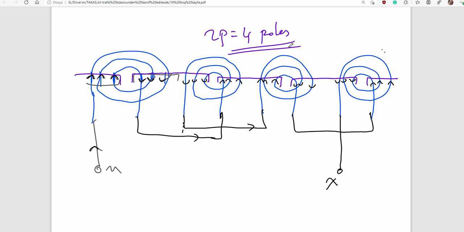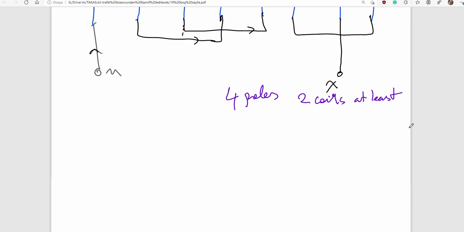It depends on the connections, in fact, but sometimes the most common case is the first one. You should remember, to produce 4 poles, you need 2 coils at least. Otherwise, you cannot manage.